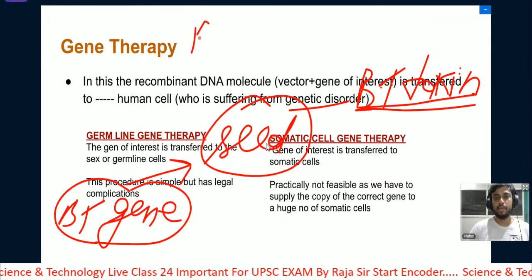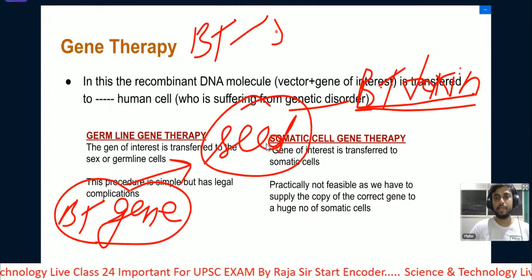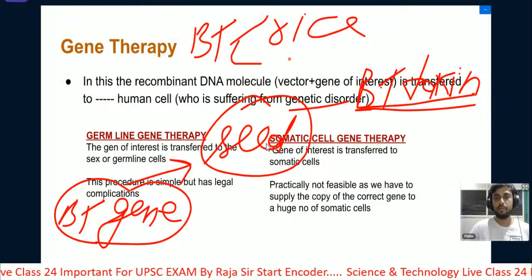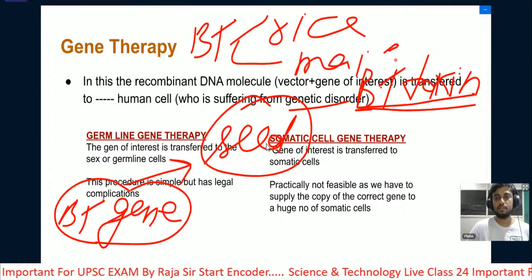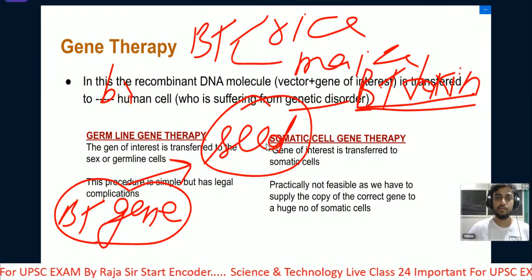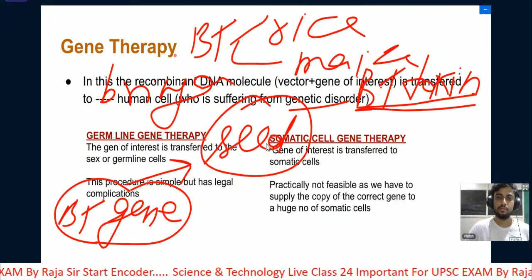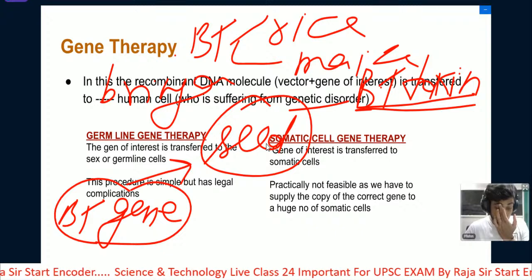And we have so many kinds of BT crops. We have BT rice, we have BT maize, we have BT brinjal, okay, and we have BT cotton.